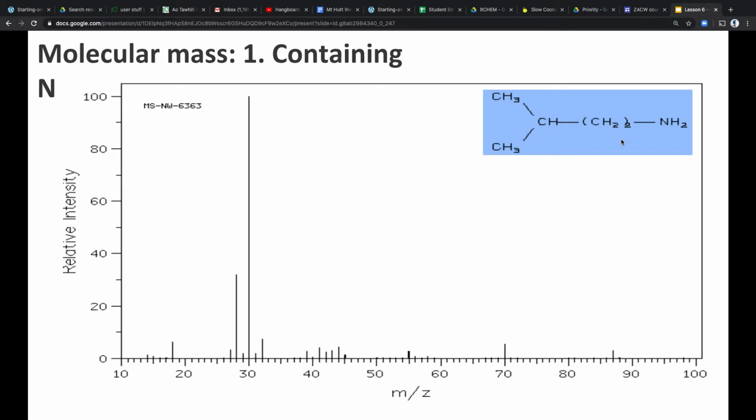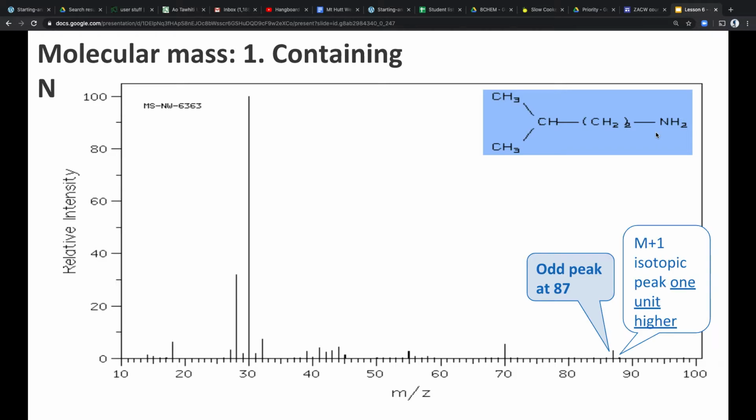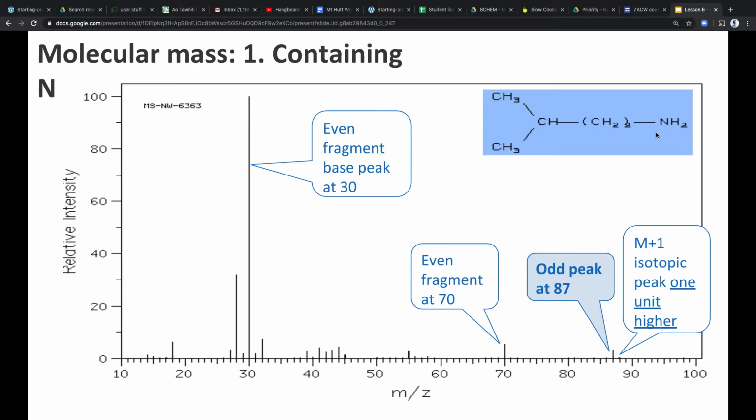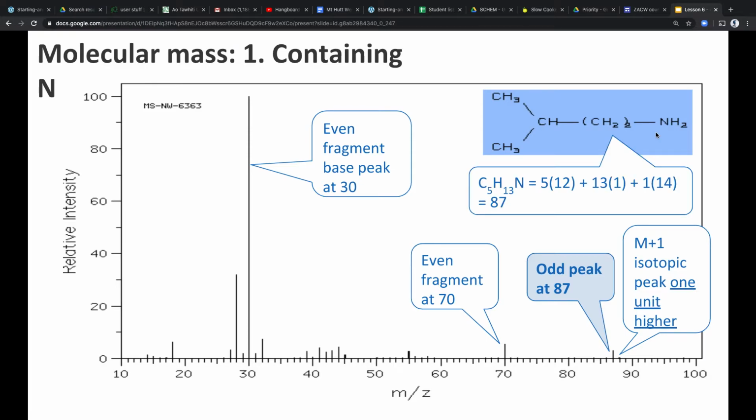Cool. So here's one. We have this compound here, so we're told what it is. Good old amine. We have an isotopic peak 1 unit higher, just due to some carbons. There's an even fragment at 70. That tells me that's a fragment that contains nitrogen, causing that even mass. And even one at 30 as well. So the total mass, 87.